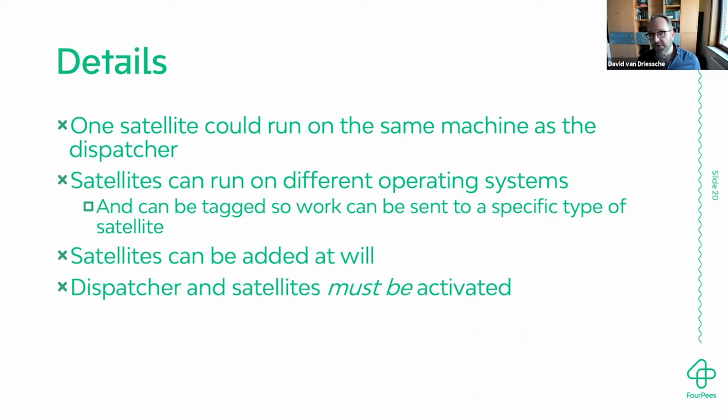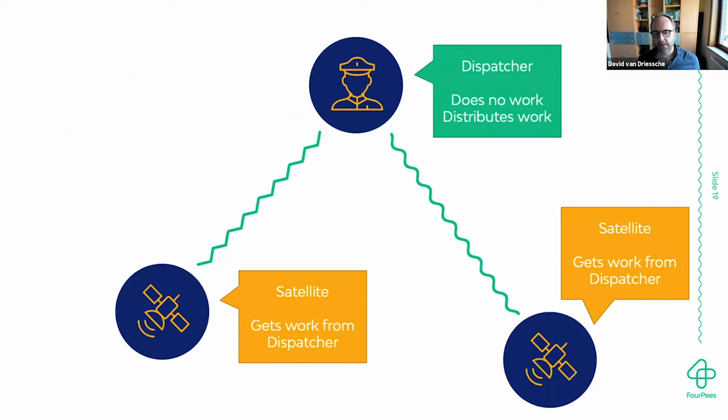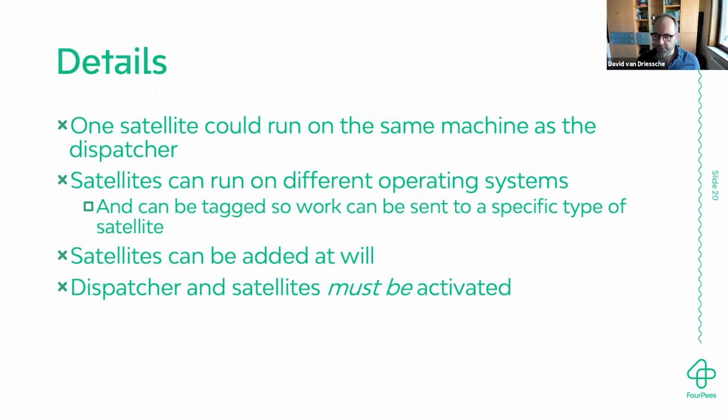And what is also cool is that it's really easy to add a satellite. So if I have this kind of setup and I outgrow it, I get more work, I could buy an additional pdfToolbox license, install it on a machine, and then just start it and register it with that dispatcher. And the result would be that all of a sudden my dispatcher now has 3 satellites instead of 2 satellites. And it will start using that third one as well.